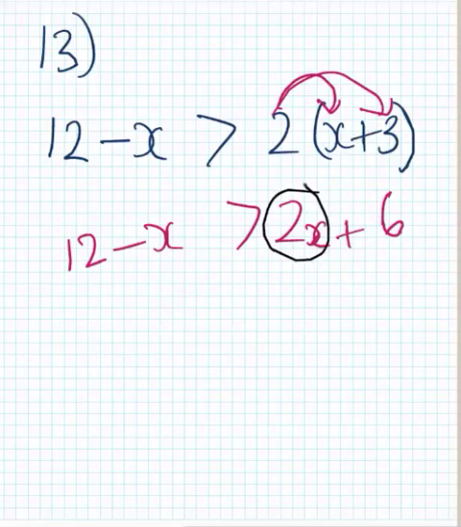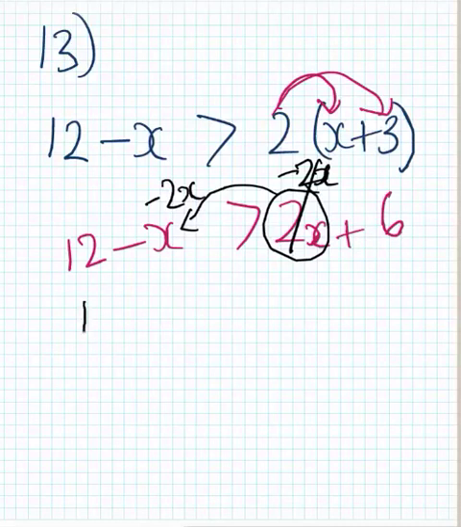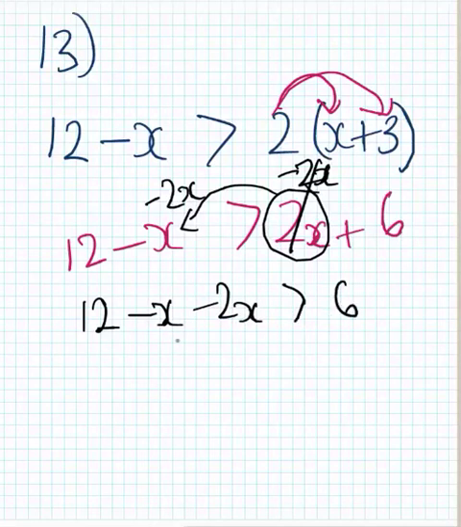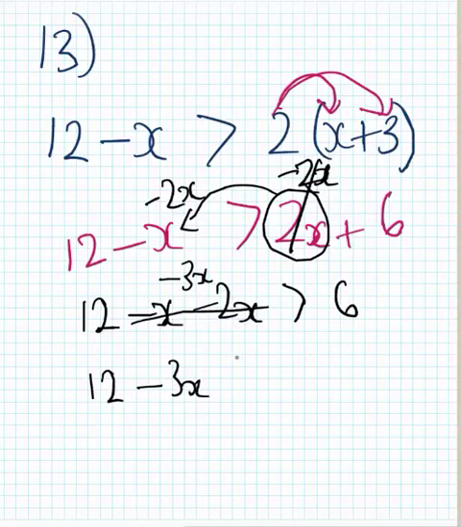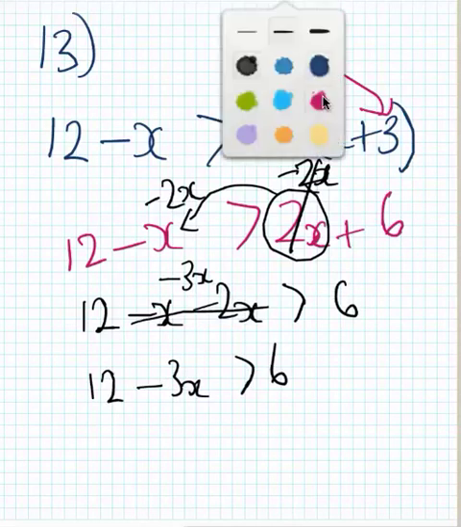So we have 2x here, and we're going to bring it to this side so the x's can be together. So instead of positive 2x, we have to minus 2x. That cancels out, and we have minus 2x on this side. So we have 12 minus x minus 2x is greater than a positive 6, or just 6. Minus x minus 2x, this cancels out to be negative 3x. So we now have 12 minus 3x is greater than 6.